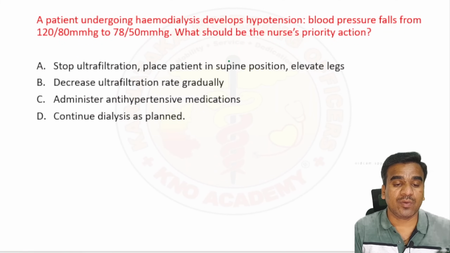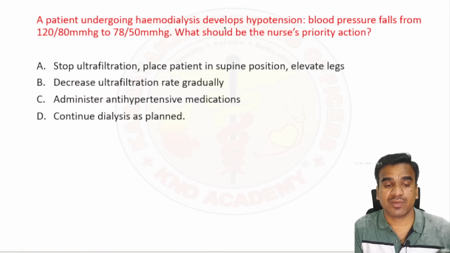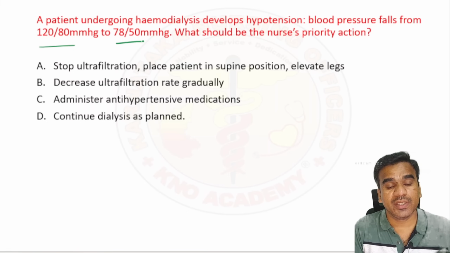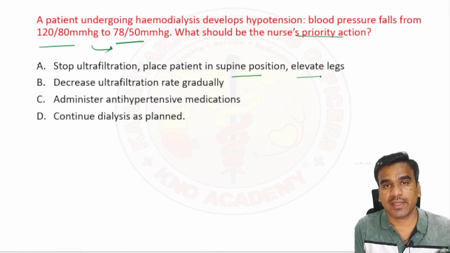Then a patient undergoing hemodialysis develops hypotension. Blood pressure falls from 120/80 to 78/50. So this is a very, very sudden drop. What should be the nurse's priority action? Here: stop ultrafiltration, that is UF, and place the patient in supine position, elevate legs. Yes. Decrease the ultrafiltration? No. Administer antihypertensives? No.